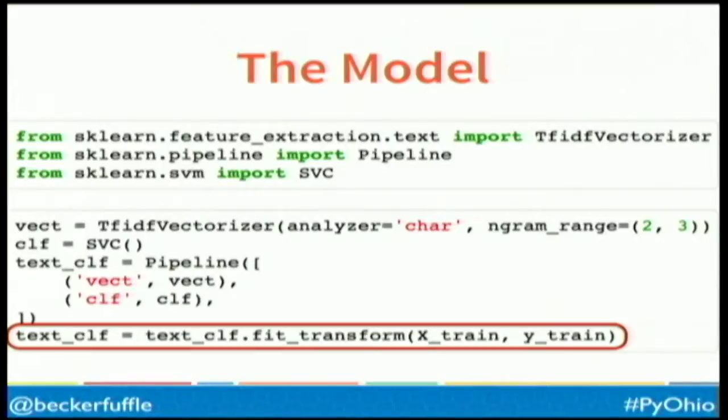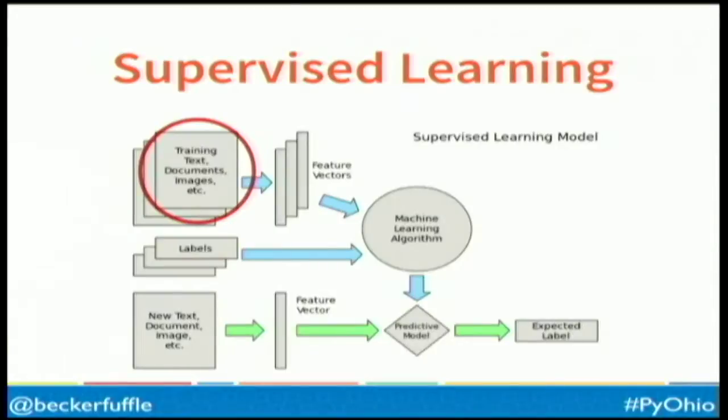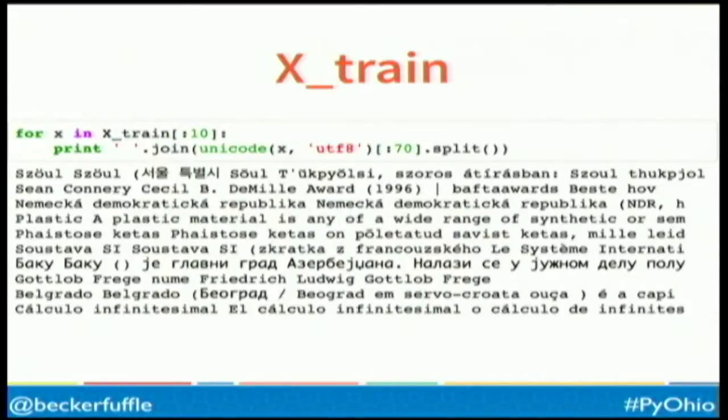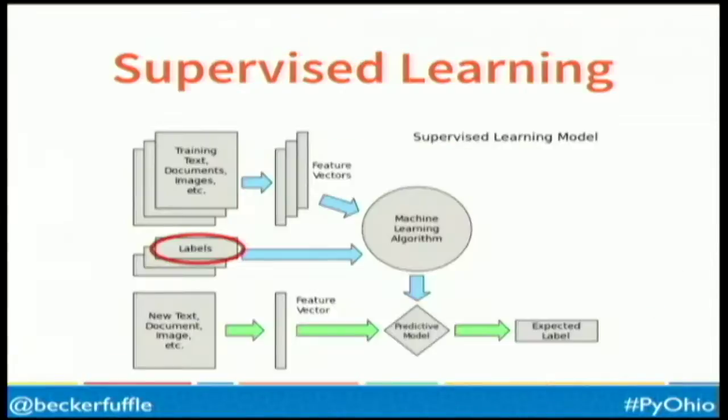But what are these xtrain and ytrain? Let's dig into that a little bit. So xtrain, again, is the portion of the data that we set aside for training. And xtrain is just a list of text, in this case, Wikipedia articles. Besides stripping out the wiki markup, we didn't do anything else to prepare our data. The vectorizer handles converting the text to the numerical form required by the SVC algorithm.